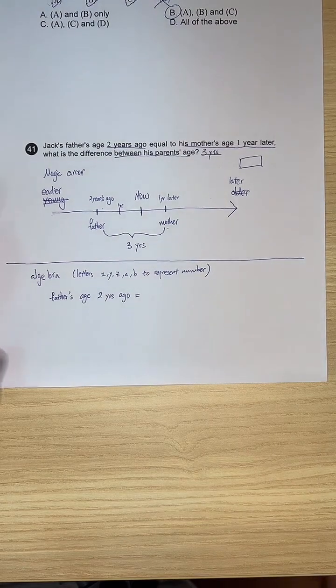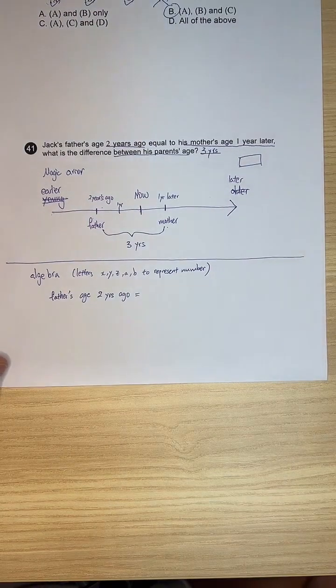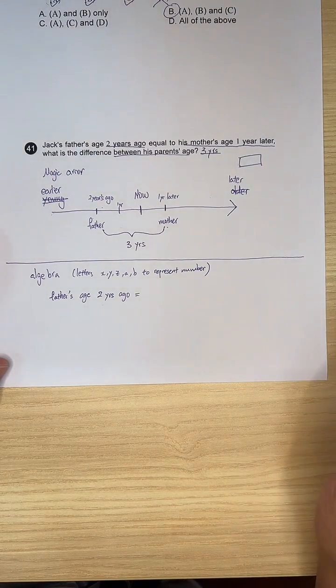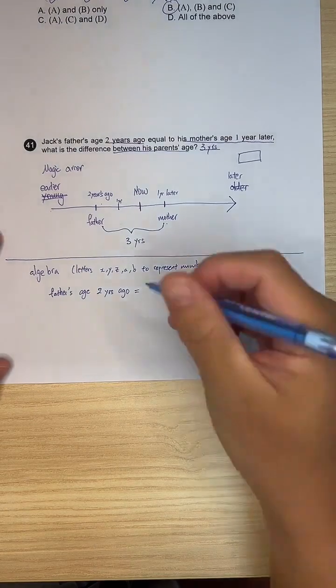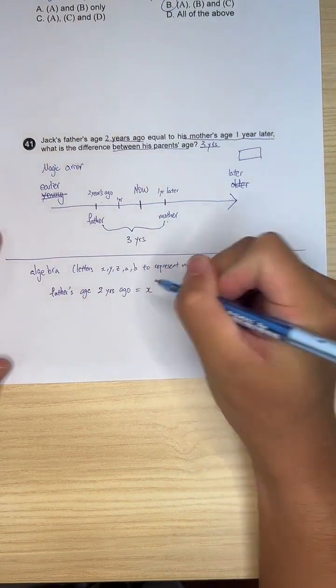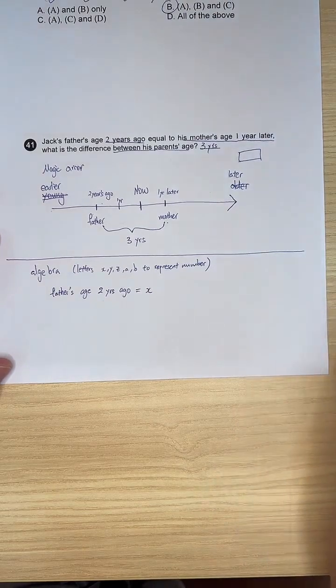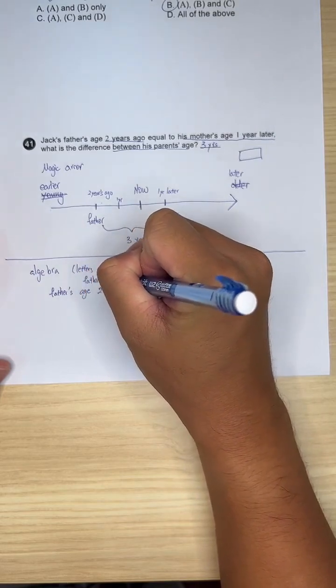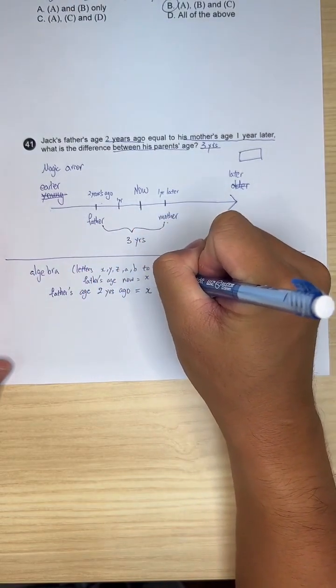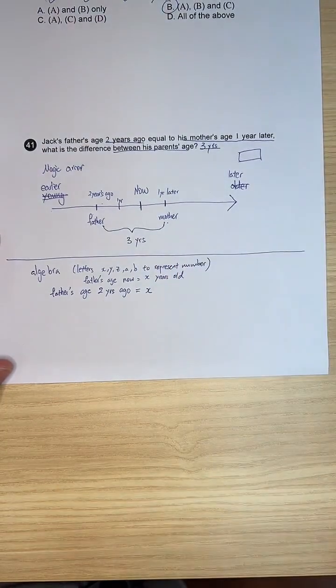Those who know algebra, you can try. Okay, Larissa says X minus 2. Mr. Yoshi says F minus 2. Both are right. If someone is using X, someone is using F, it's okay. Let me just use X. Laura says A minus 2. So let's say father's age now is equal to X years old. So 2 years ago will be X minus 2.